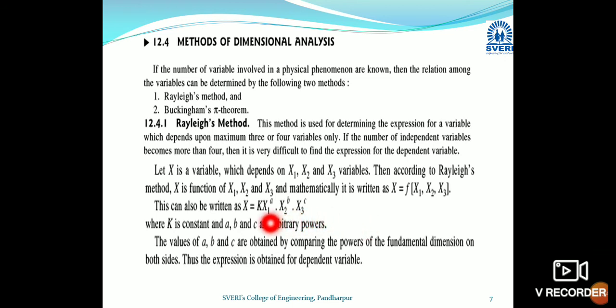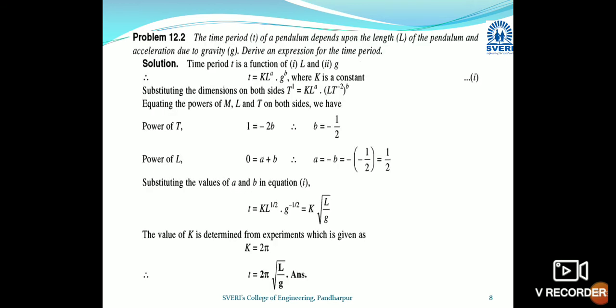So we know that equations are dimensionally homogeneous. So the fundamental dimensions of the LHS are equal to the fundamental dimensions of the RHS. In this way, by equating the powers of mass M, powers of L, powers of T, we can calculate a, b, c by creating some equations. Now we'll go for a numerical so that we can understand what Rayleigh's method is.